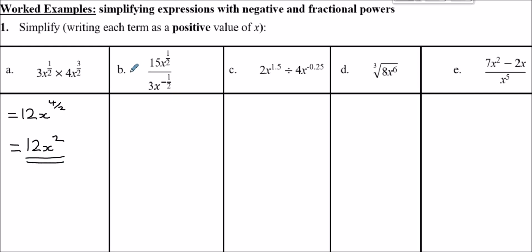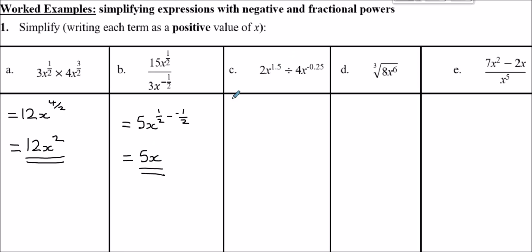Part B, same idea, but just dividing. So do the coefficients first. So 15 divided by 3, that gives us 5. When we have the same base, we subtract the powers. So the new power of x is going to be a half minus a half. Minus a minus gives us a plus. So half plus a half is x to the power 1. Because it's power 1, we don't need to write the power, just leave it as x. So this is the same as 5x.